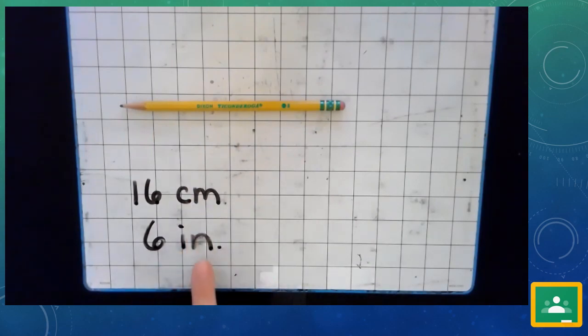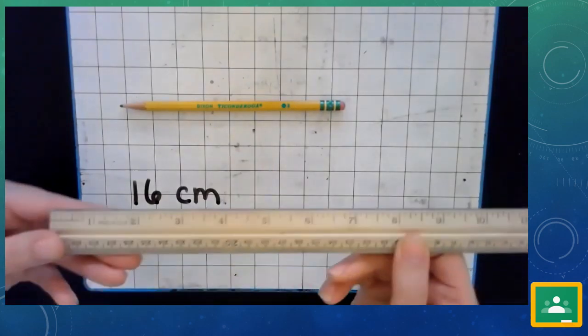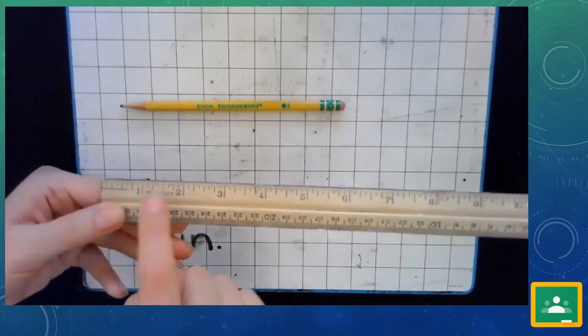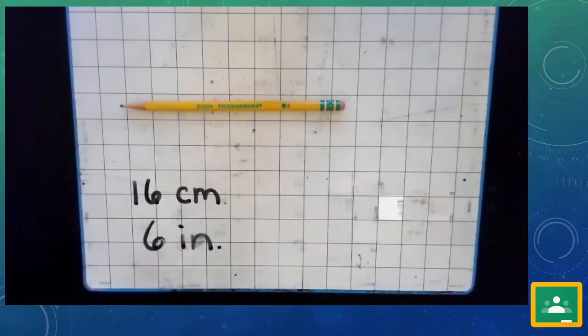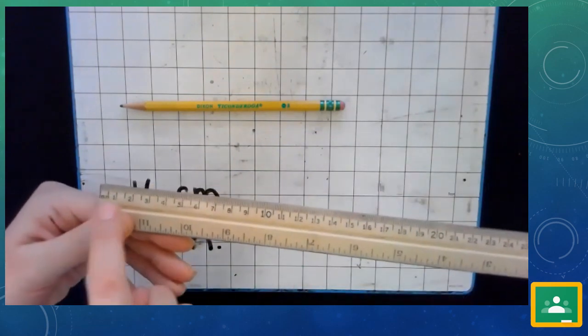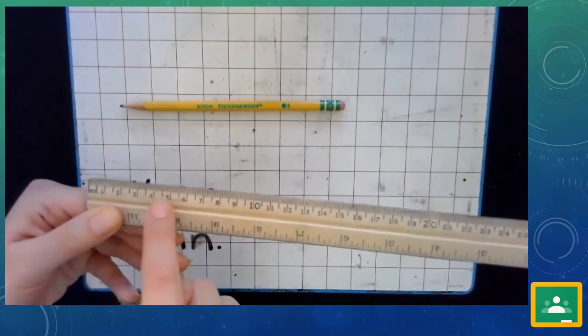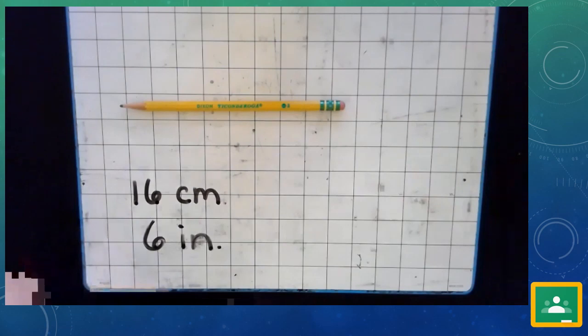So now that I've measured using 2 different units of length, we can really visually see how different centimeters are than inches, okay? But remember, when I was measuring in inches, every single inch was equal in size. When I measured with centimeters, every single centimeter is equal in size. That is very important.